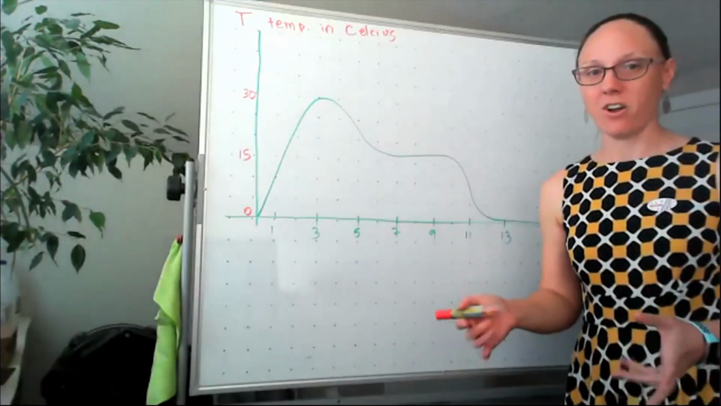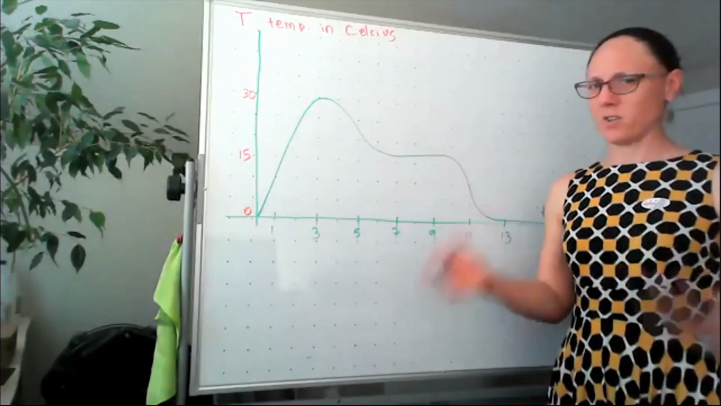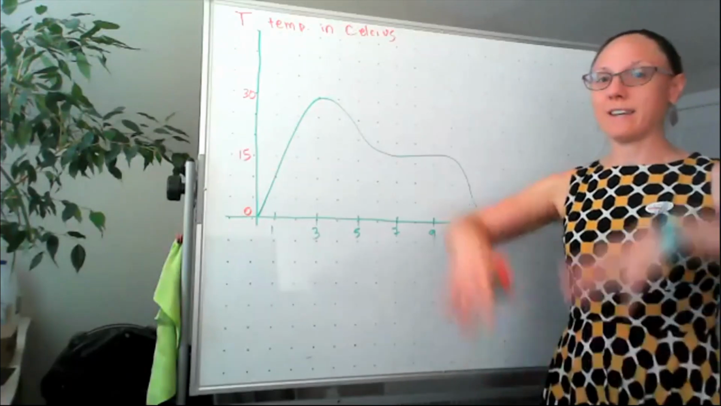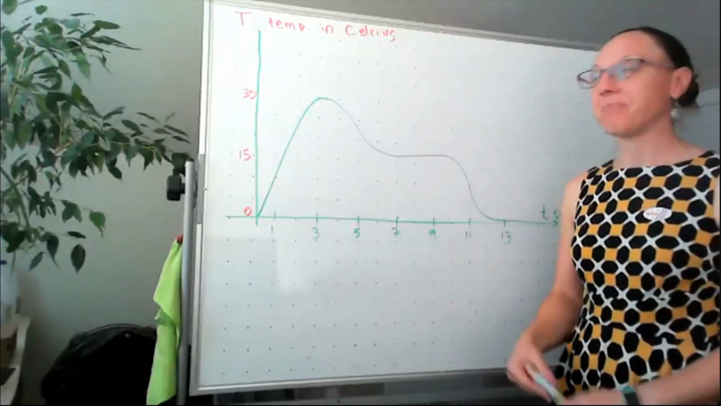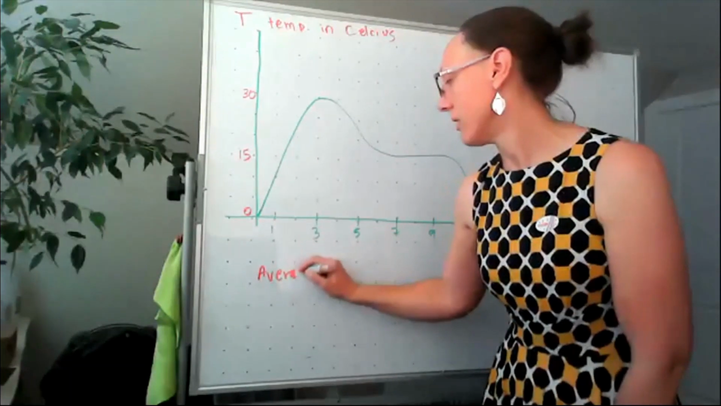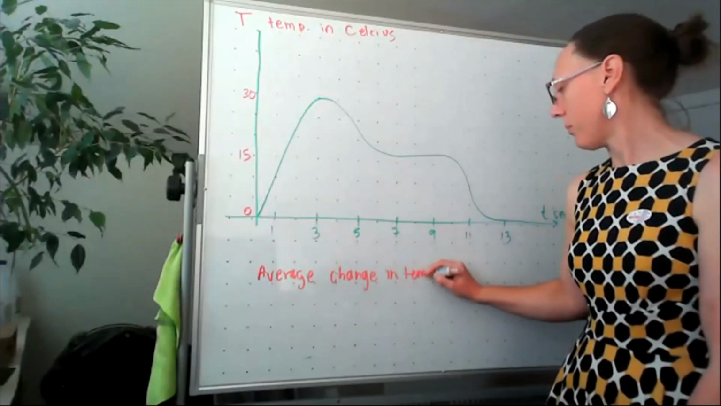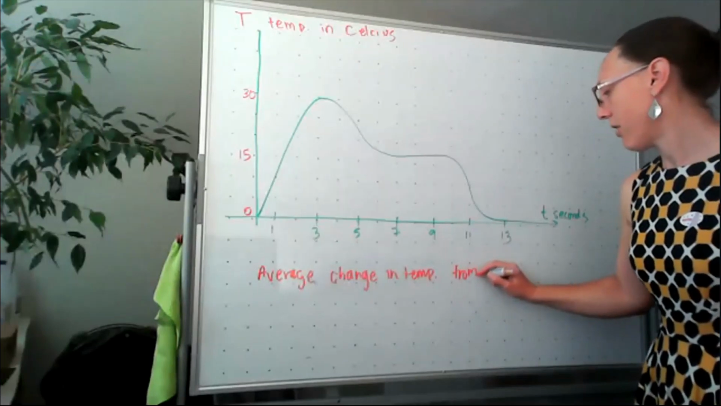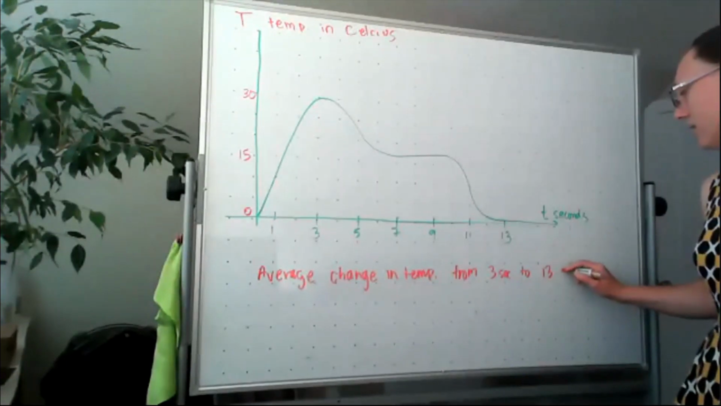We're doing some testing on it. Maybe it's a solar panel. My husband works in solar. So it's a solar panel. We're putting it in an environmental testing chamber, and we're going to raise the temperature of this solar panel and then drop it back off. And we want to know what is the average change in temp from 3 seconds to 13 seconds.